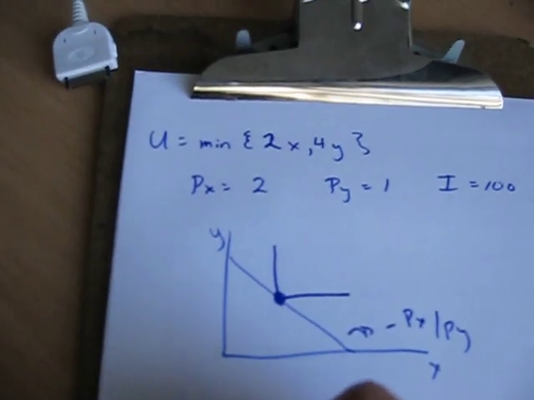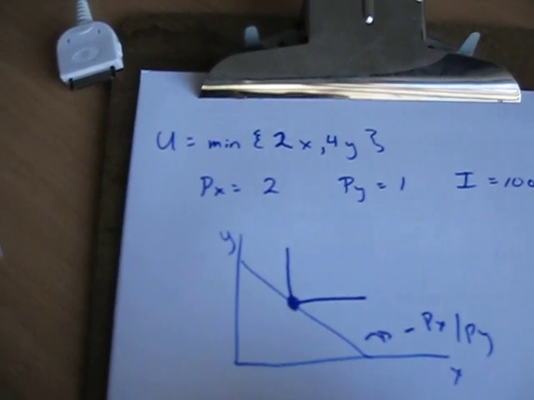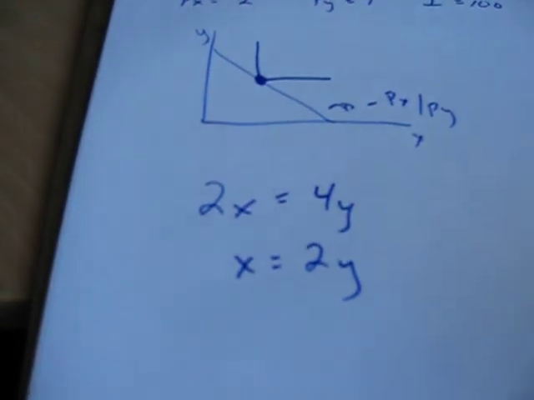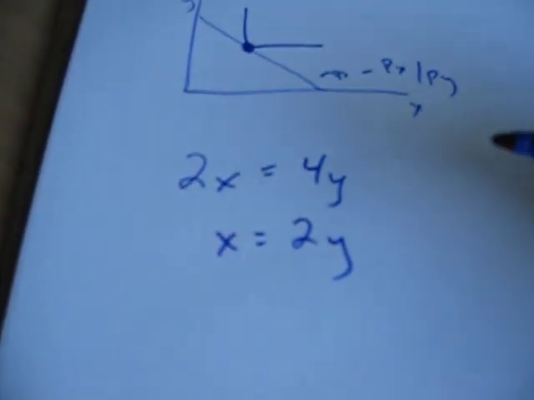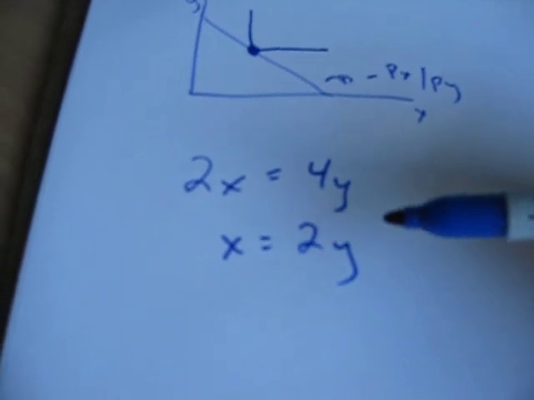So what does that mean? Well, 2x is going to be equal to 4y, or x is equal to 2y. Divide each side by 2. So now we have, just like we had in the Cobb-Douglas case, our x as a function of y. Now we can just go to our budget constraint and plug that in.